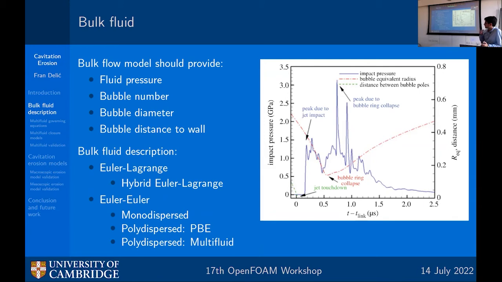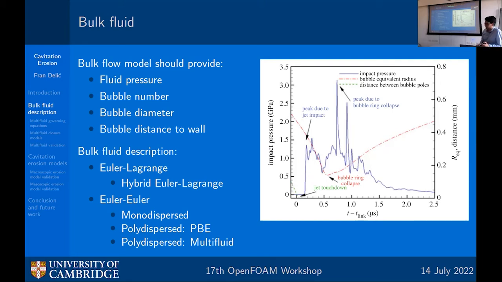Another option is a hybrid Euler-Lagrange approach, which has been used by the research groups at Chalmers and Dynaflow, which uses a Eulerian to Lagrangian and Lagrangian to Eulerian transformation algorithm to be able to describe both frameworks. However, for realistic industrial scale simulations, an Euler-Euler description is preferred.